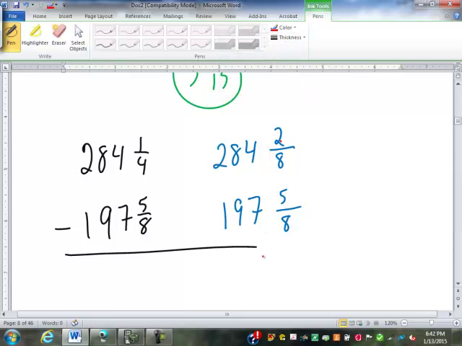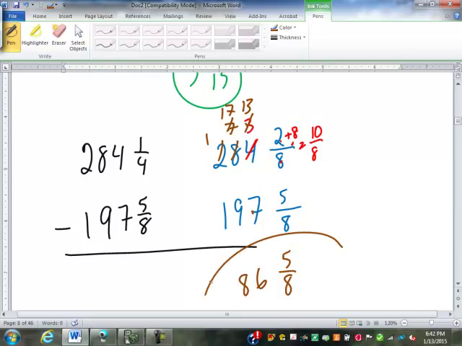Well, again, 2 minus 5 can't be done, so we're going to borrow from the 4. That'll be a 3. This will become, what do we add to the 2? We have to add the 8, the denominator. That makes it 10/8. So it is now 10 minus 5 is 5/8. 3 minus 7, well, we're going to borrow just like other whole numbers. 13 minus 7 is 6. 7 minus 9, borrowing again. 17 minus 9 is 8. 1 minus 1 is done. So 86 and 5/8. Good stuff, right?